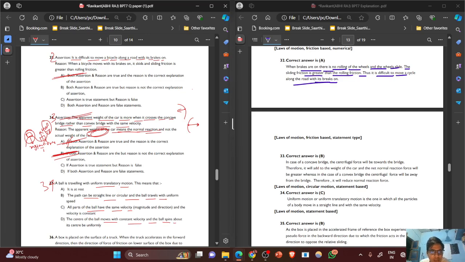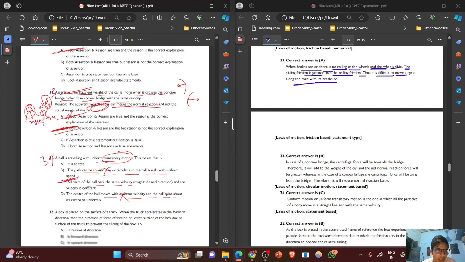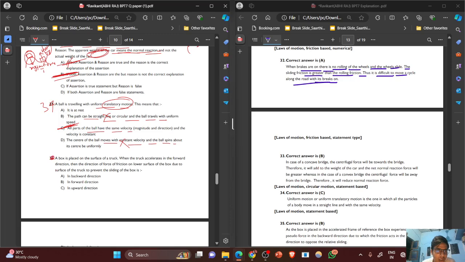Things about us, it can't be correct. The path can be circular and the ball travels in it. If it is circular translative motion, it will not be at rest. If it is saying translative motion, that means we have assumed a frame in which it is moving. So the only correct answer is option number three, C. Now your question number 35.